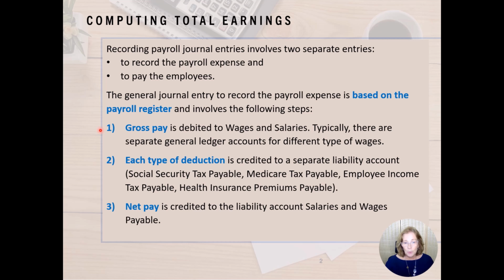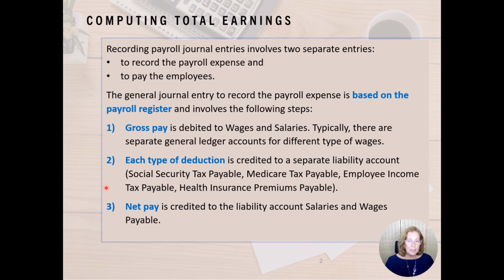Typically, there are separate general ledger accounts for different types of pay. In our textbook, the gross pay is debited to shipping wages expense for the shipping clerks and supervisor, and to salaries expense for the office clerk. Each type of deduction is credited to a separate liability account: Social Security tax payable, Medicare tax payable, employee income tax payable, and health insurance premiums payable.